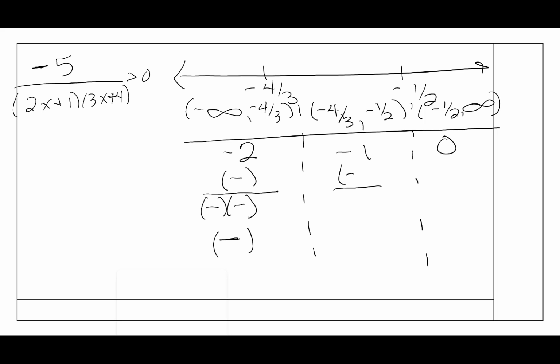So the same thing in the next one. Negative on top. I have -1 times 2 plus 1, negative. I have 3 times -1 plus 4 is positive. Negative, negative, positive. Last one, I put in 0, -5 is still negative. I have 0 plus 1, positive. I have 0 plus 4, positive. Negative over positive is negative.